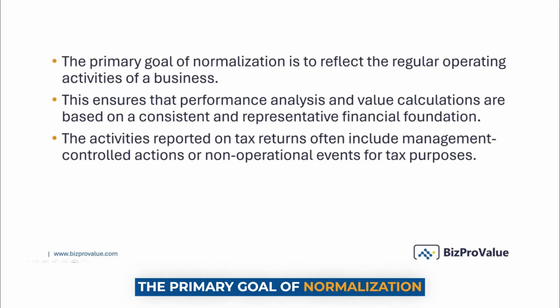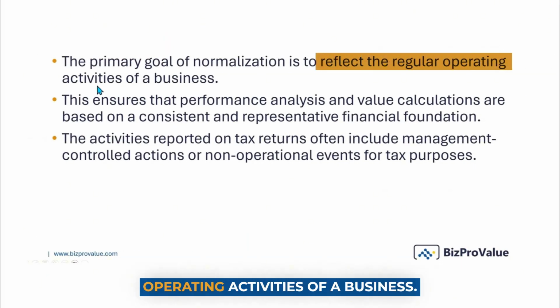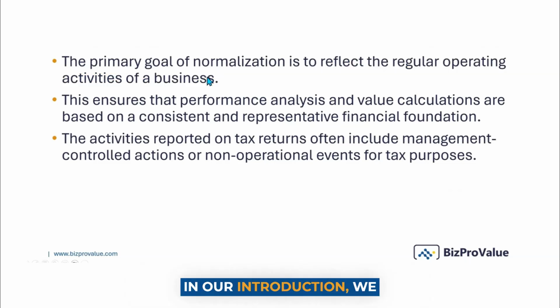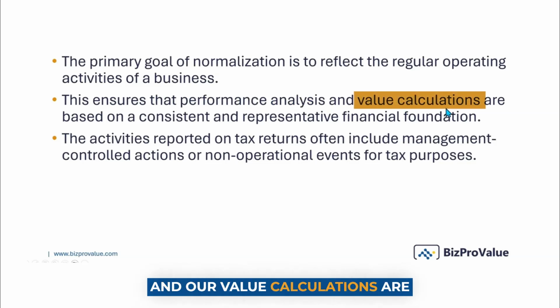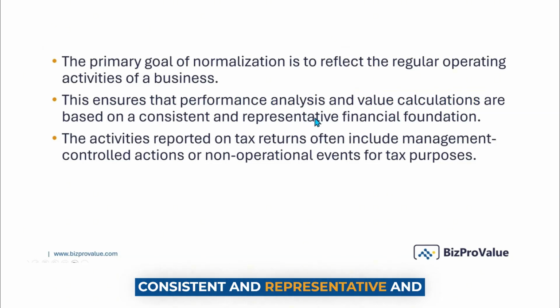The primary goal of normalization is to reflect the regular operating activities of a business. In our introduction, we talked about two items, interest expense and the sale of business assets, which were from financing activities and investing activities. And the result is that this ensures that our performance analysis and our value calculations are consistent and representative and provide a good financial foundation. Because we remember that the activities reported on the tax return often include management-controlled, discretionary, or non-operational events for tax purposes.